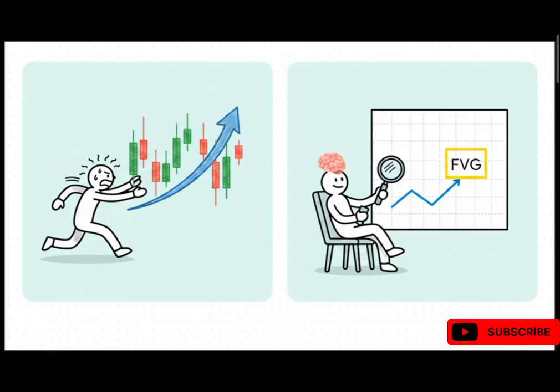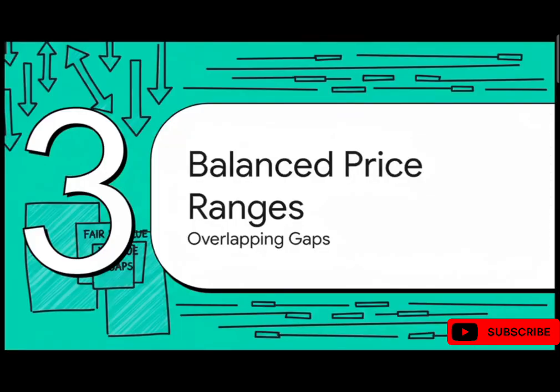They sketch out the FVG and they wait. They patiently anticipate the return to that gap so they can enter alongside the institutions, getting a premium entry price, while our poor retail friend is getting stopped out. All right, let's see how this builds in Section 3, balanced price ranges.